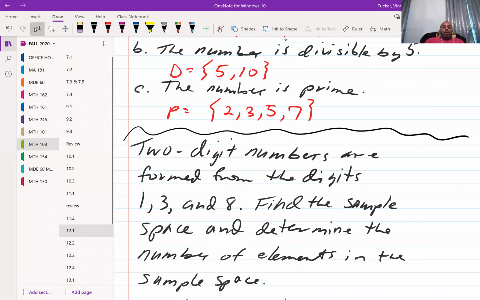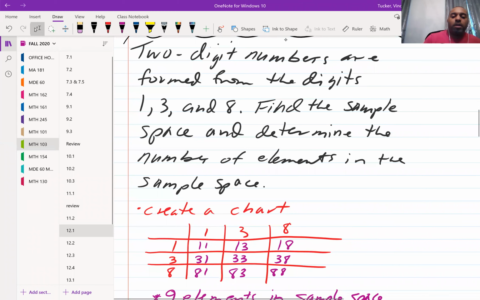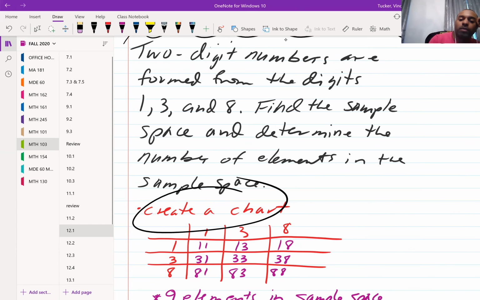Two-digit numbers are formed from the digits 1, 3, and 8. Find the sample space and determine the number of elements in the sample space. So the easiest way to handle this type of problem is to create a chart where we're using 1, 3, and 8 to create all of the two-digit numbers that involve 1, 3, and 8.